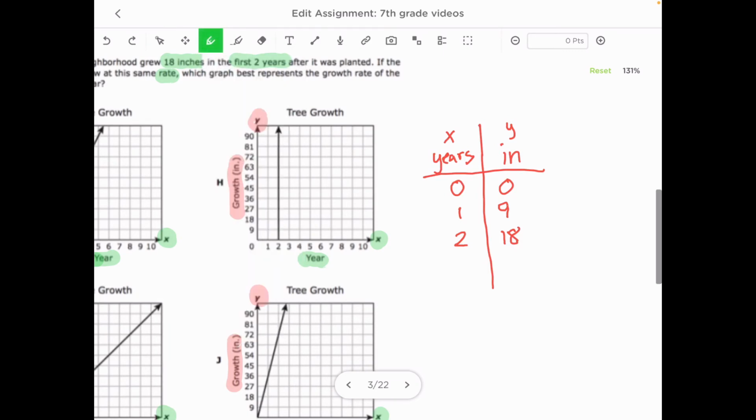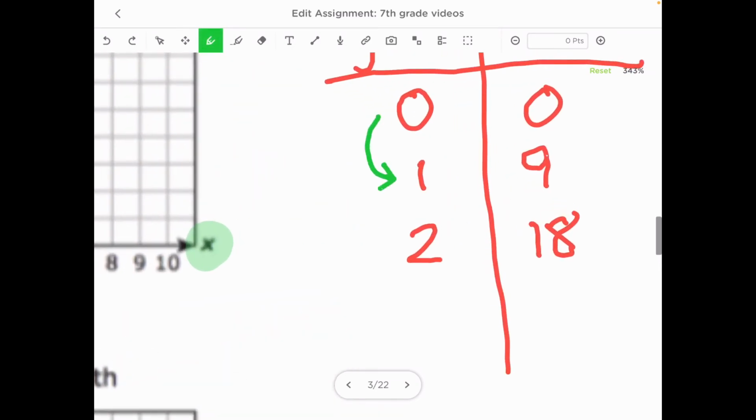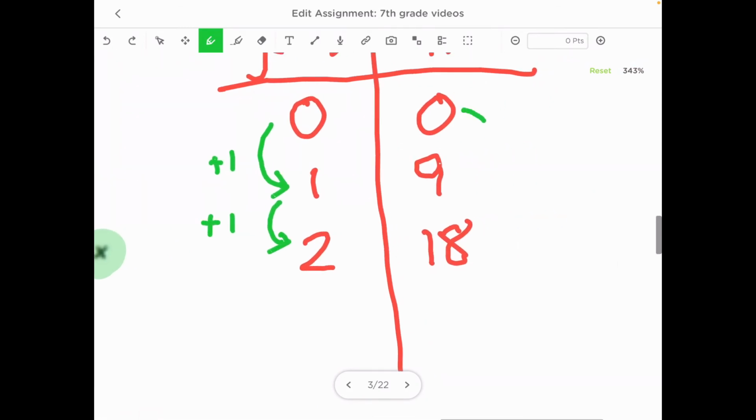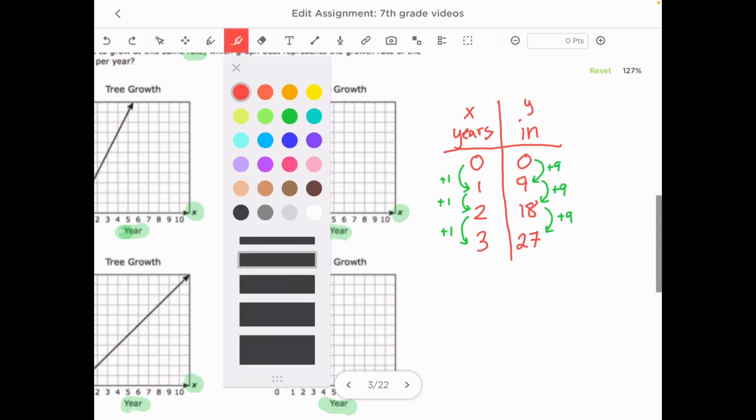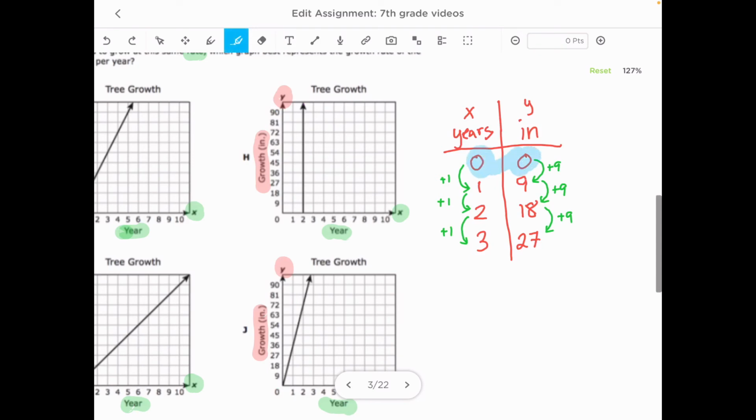Now we know that over here, we're going to be adding 1 year every time. Over here, we're going to be adding 9 inches. So we just keep adding 9, keep adding 9. So we'll keep doing that. So 2 plus 1 is, at the 3rd year, it will grow 18 plus 9 is 27 inches. Let's try and find all of the points that we just put on our table. Let's try and find them on our graph.